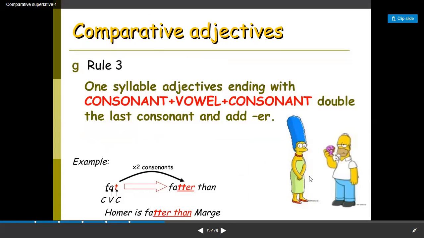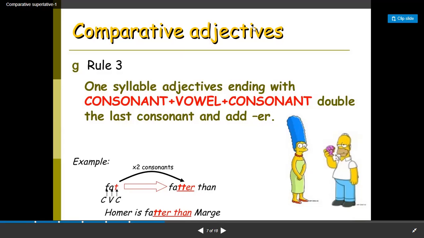Okay, the other rule we have for the comparative: I want to compare between two persons, and I have an adjective of one syllable, but it looks like this: consonant, vowel in the middle, and consonant. What would I do? The same thing, I add er, and then the last consonant right here, I will double it. It will become fatter. The t will be double t, and add er. Then I would say Homer is fatter than Marge. So fat becomes fatter.